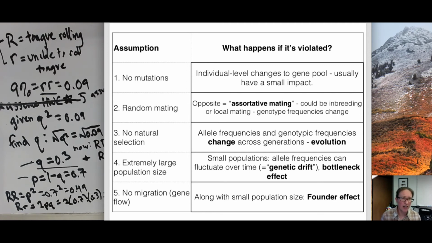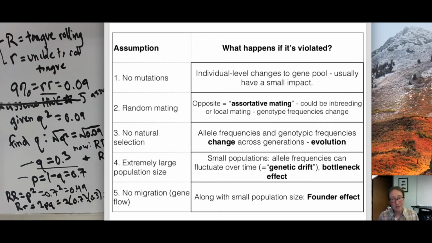There's also that assumption of an extremely large population size. And the contrast to that is a small population. And we'll look in more detail at what that does. But it basically means that allele frequencies in the population will start to fluctuate over time. And there's a couple of different terms associated with that happening. One of those is genetic drift, and the other is a specific circumstance called the bottleneck effect.